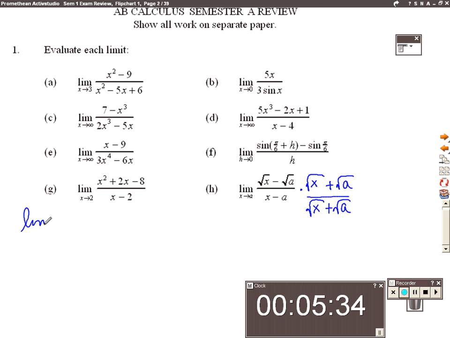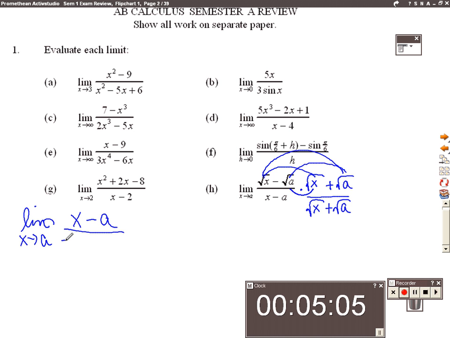I'll get the limit as x approaches a. So in the numerator, I'll get square root of x times square root of x is x. The square root of a times the square root of a is a, and that'll be minus a. Now hopefully you can see that the middle term, the negative square root of a times square root of x, positive square root of a times square root of x would cancel out. And so I'll end up with x minus a in the numerator.